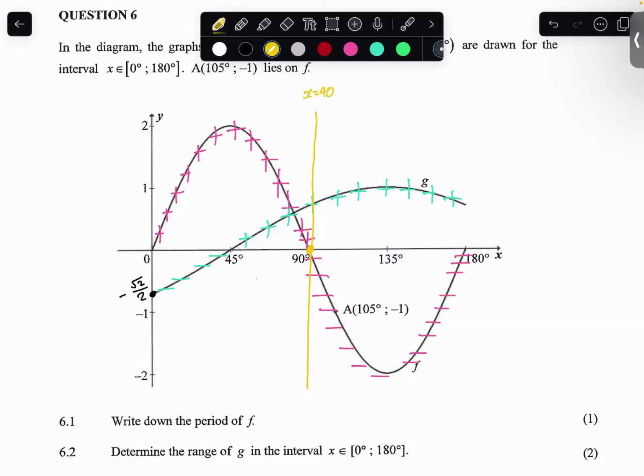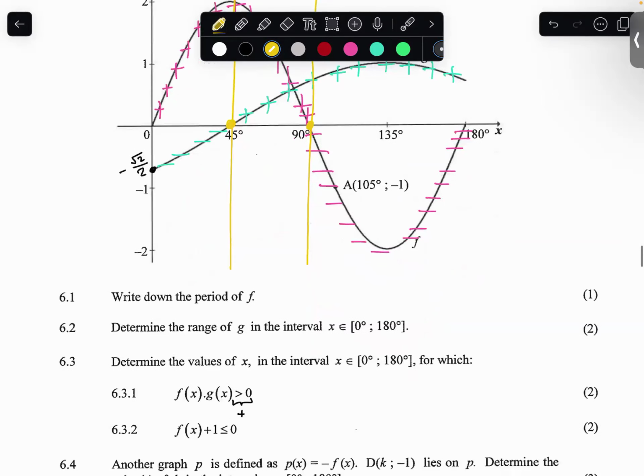That's where the pink graph's sign changes from positive to negative. And then I'm going to look at the blue graph's signs, and it changes here at 45. It changes from negative to positive, and that line is x is equal to 45. And now the question says we want something times something to give us a positive. Either a positive times a positive or a negative times a negative. So you need to look within these zones for either two positives or two negatives.